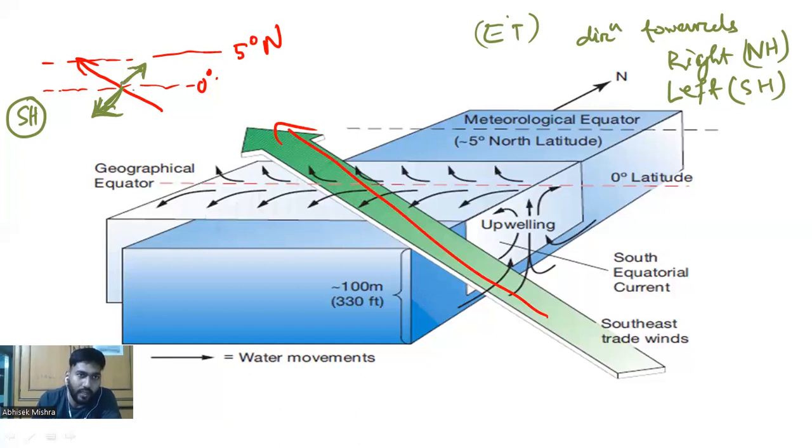Okay, so here we can see there is a divergence of water at the geographical equator. There is a divergence of water at 0 degree latitude, or the geographical equator. Because water is diverging, and this is not a land surface, if it rifts or diverges, there will be some space.